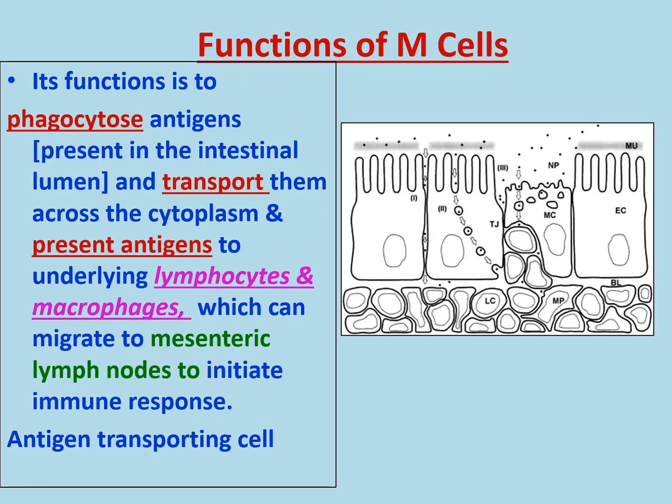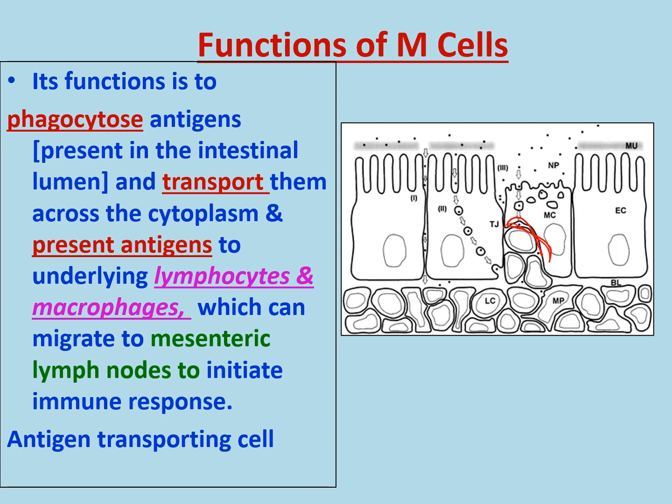M cell is a dome-shaped cell present in between enterocytes. It is a stretched cell, so it can't be seen easily by light microscope. In order to be seen, it must be examined by electron microscope. By electron microscope, you will see a concavity inside the cell. This concavity contains immune cells. What are they? They are lymphocytes or macrophages. Does this cell contain many lysosomes?